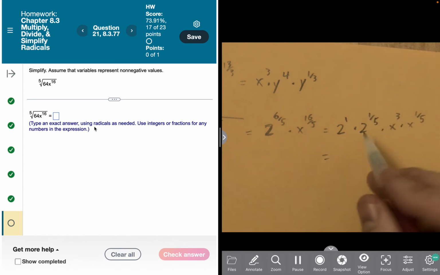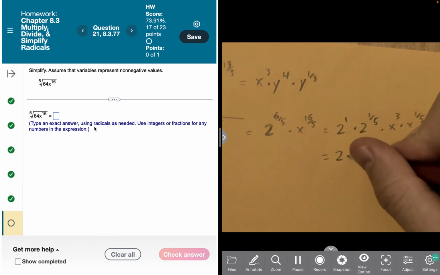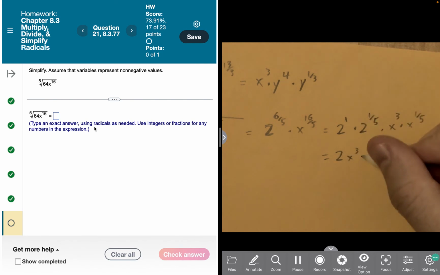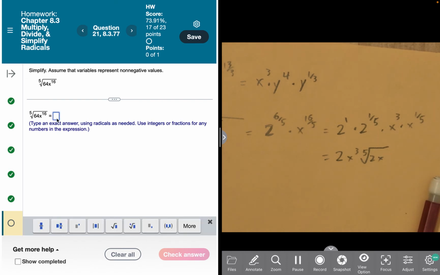Okay, so let's deal with all of our whole numbers. 2 to the 1st is just 2. That escaped. It was a whole number. x cubed is a whole number. And now I've got 2 things that did not escape: a single 2 and a single x. So 2x cubed, and the 5th root of 2x.